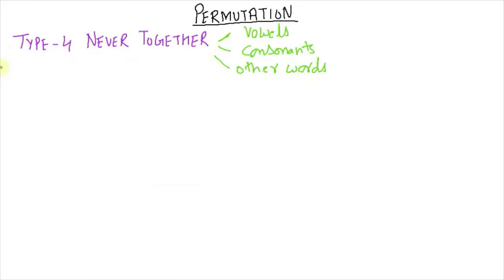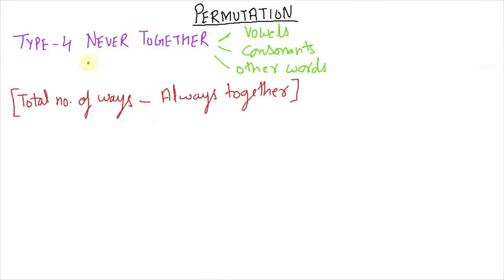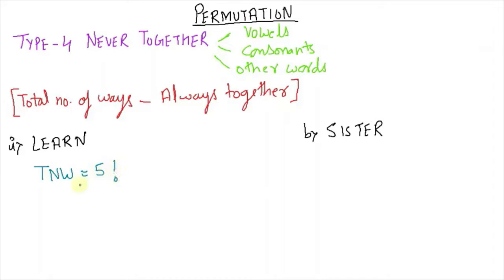Now let's come to another type, that is never together. Again there are three types, that is vowels, consonants and other words. The formula for solving never together is total number of ways minus always together. Let's understand it better with the help of an example. Let's say we have the word learn. The total number of ways to arrange this 5-letter word is 5 factorial ways.